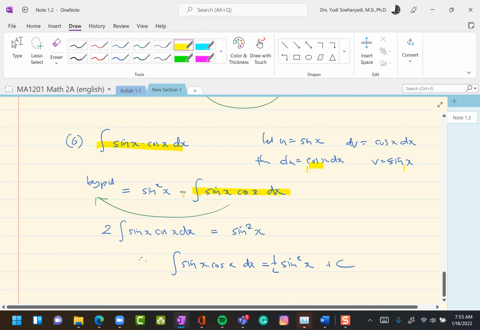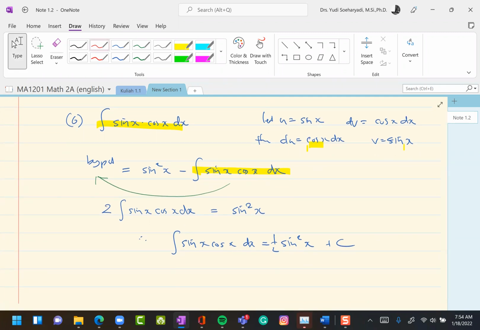Should this be the positive? Let's see. If this is positive, then the left-hand side and this integral cancel out, and you end up with sine square x equals 0. So you don't get anything out of this. The fact that this is negative means you can move it to the left-hand side and make it twice this integral. Thank you, Pak.